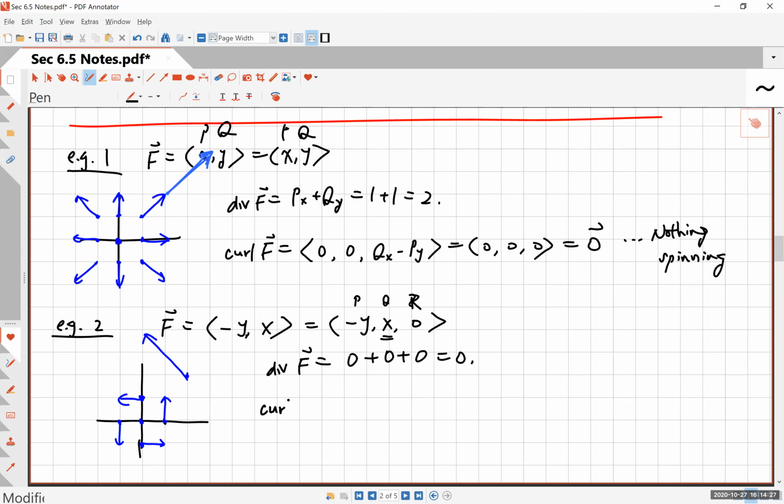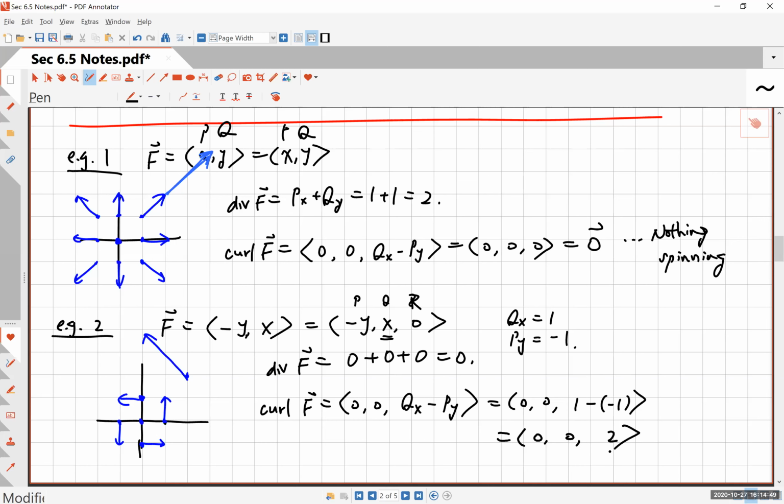The curl is different. The curl of F, remember, is going to be 0, 0, and then Qx minus Py. In this case, Qx is 1, and Py is negative 1. So this will be 0, 0, and then 1 minus negative 1. And that is 0, 0, 2. That is non-trivial, okay?